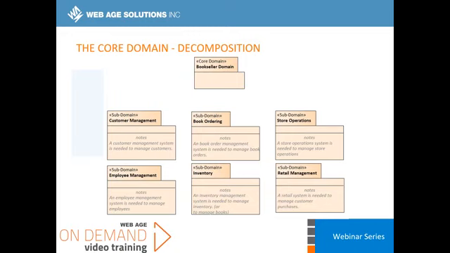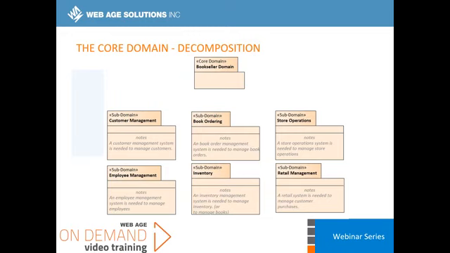So let's say we have a bookseller, right? Somebody that has a brick and mortar operation that sells books. Their core domain would be the bookseller domain, right? And then we decompose that and say, well, all of these things are important aspects of bookseller. They're not the whole thing, right? So we break the core domain down into multiple subdomains.